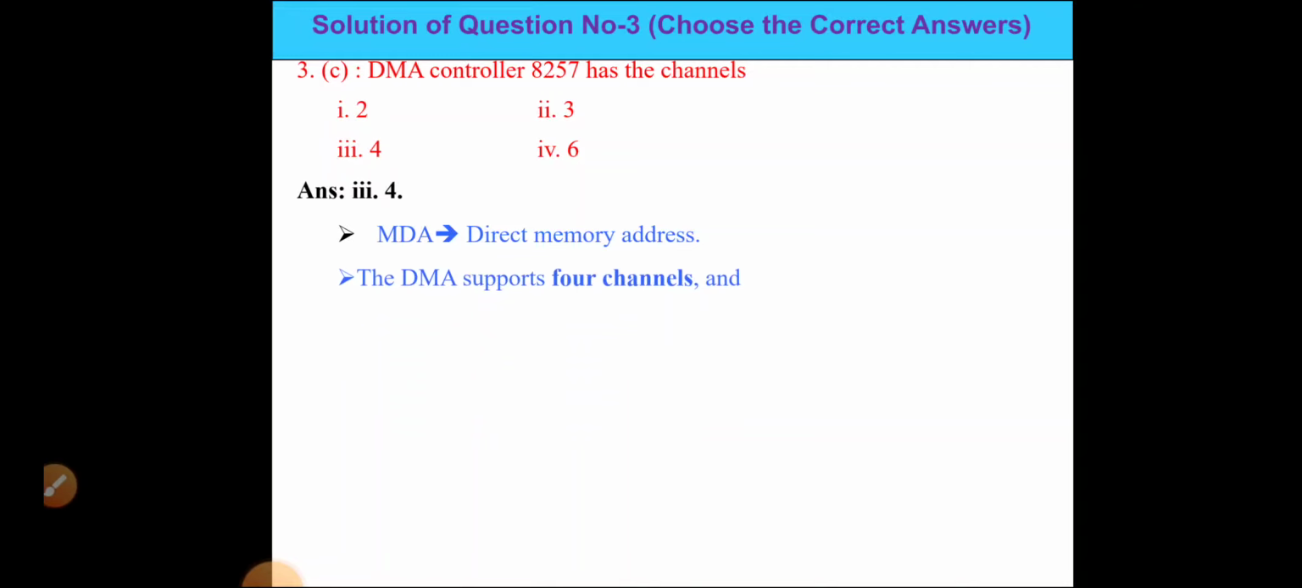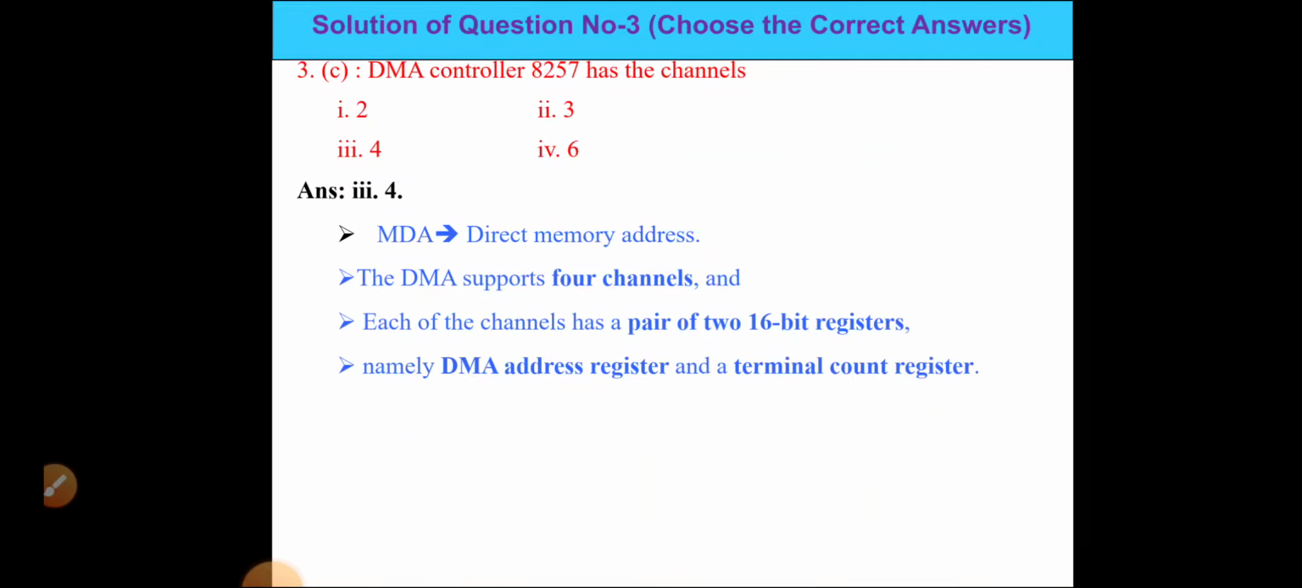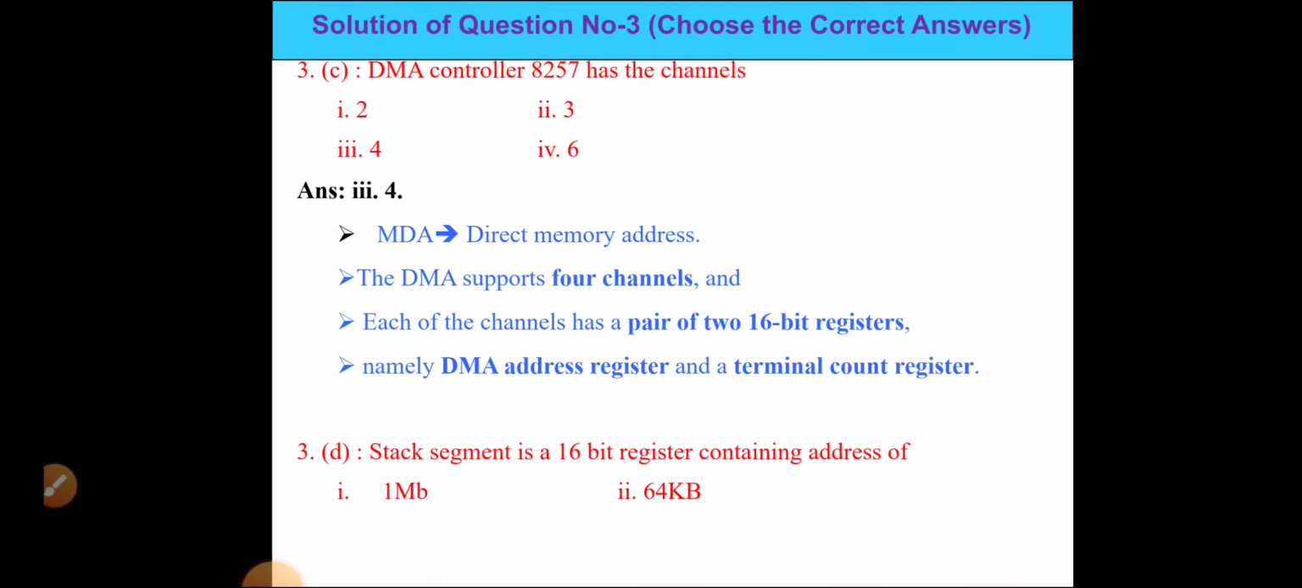Next question: the DMA controller 8257 has dash channels. So the DMA controller has 4 channels. We have already seen this in our 2021 questions. DMA stands for direct memory access. It has 4 channels, each with a pair of 16-bit registers, and in this pair one is the DMA address register and the other is the terminal count register.